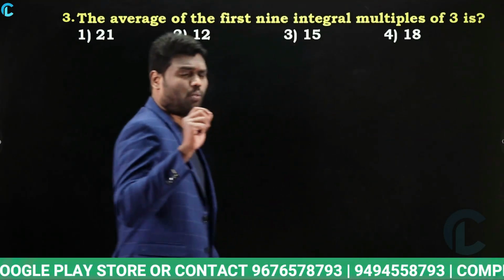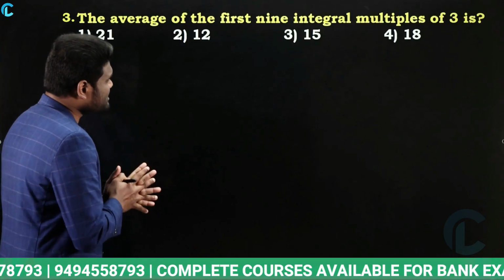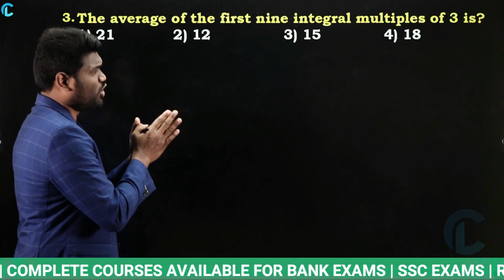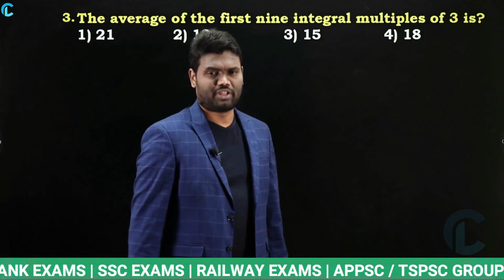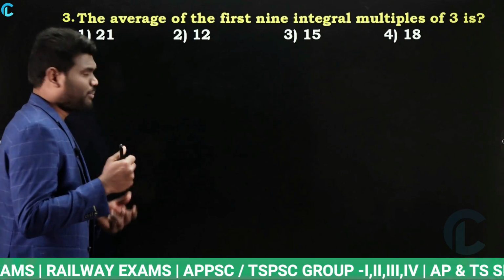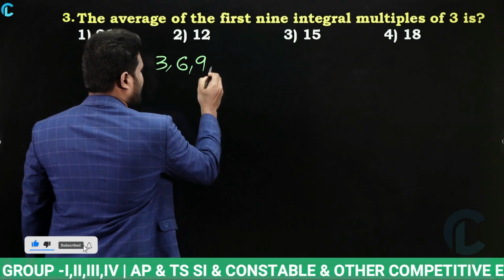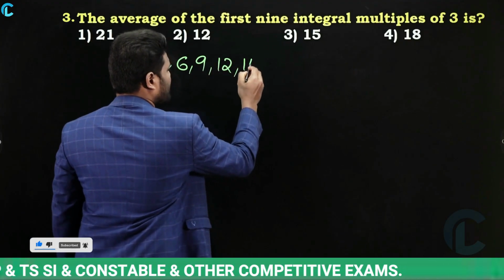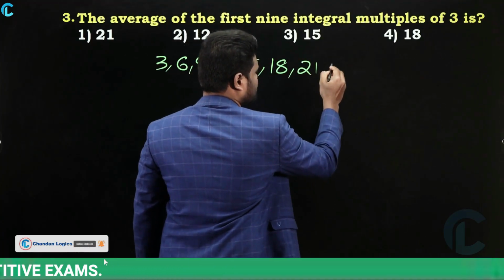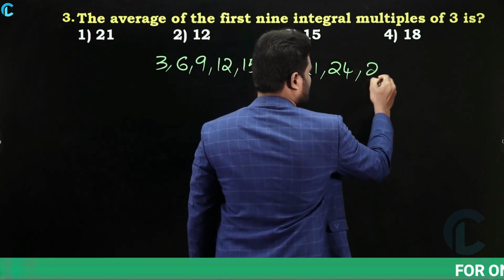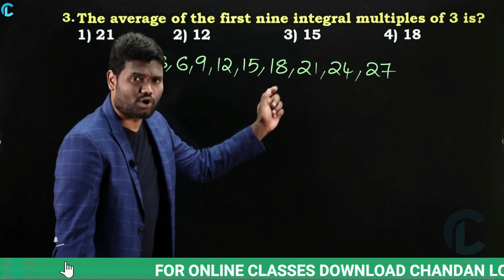Next one, all these are very simple and basic questions. Next one: the average of the first 9 integral multiples of 3. So we're asked to find the first 9 integral multiples of 3. Look here, what are the multiples of 3? Multiples of 3 are nothing but 3, 6, 9, 12, 15, 18, 21, 24, 27. Yes or no? These are nothing but the first 9 multiples of 3.